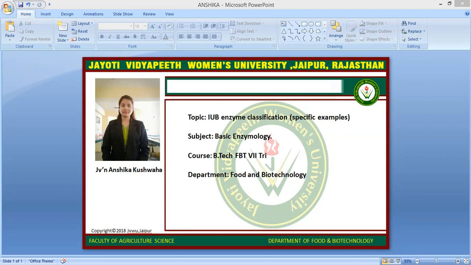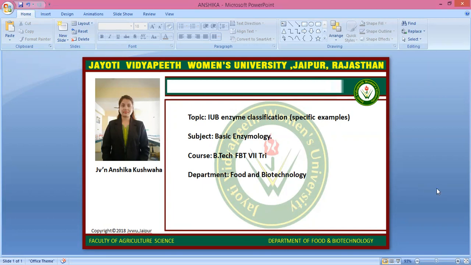The classes are oxidoreductases, transferases, hydrolases, lyases, isomerases, ligases, and translocases, which we have already discussed. So this is all about the IUB enzyme classification with specific examples.